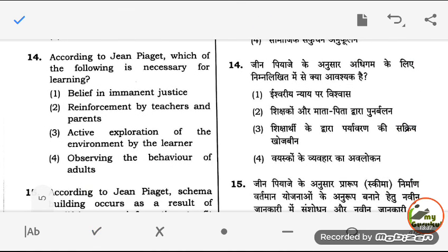According to Jean Piaget, which of the following is necessary for learning? Belief in immanent justice, reinforcement by teachers and parents, active exploration of the environment by the learner, or observing the behavior of adults. Piaget's theory impacts the learning process. According to his theory, teachers must emphasize the critical role that experiences or interactions with the surrounding environment play in student learning. So, the right option will be active exploration of the environment by the learner.